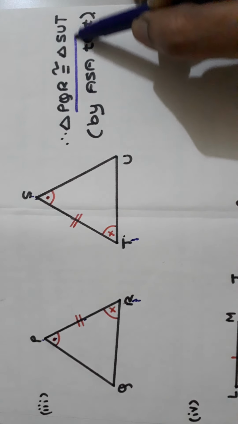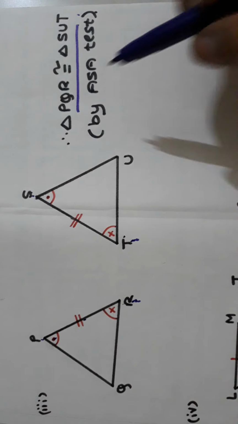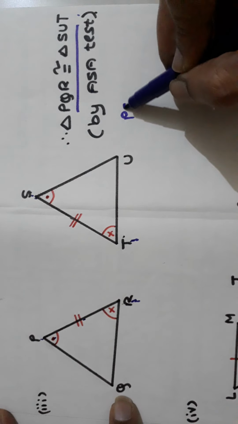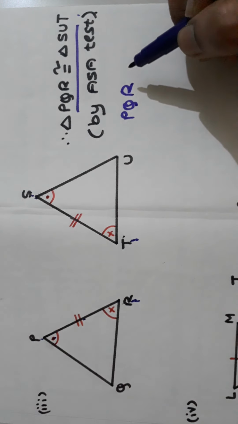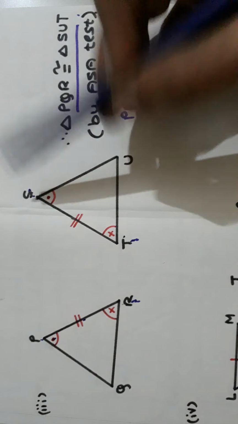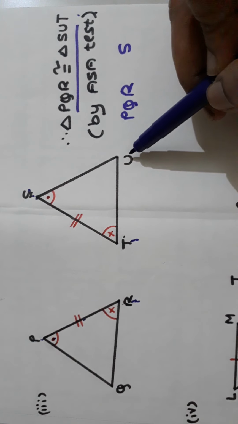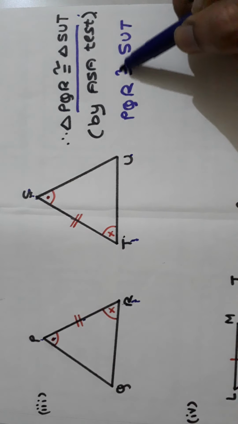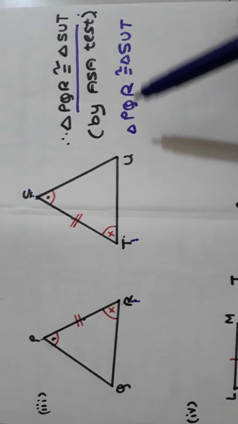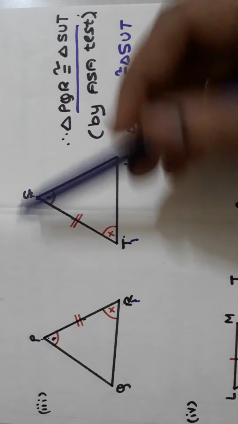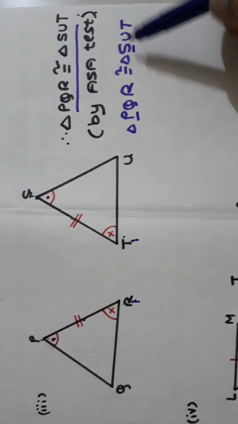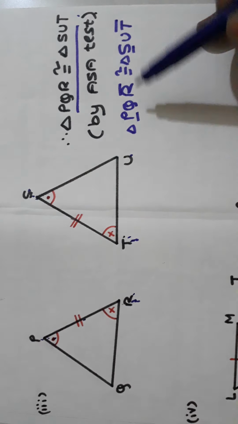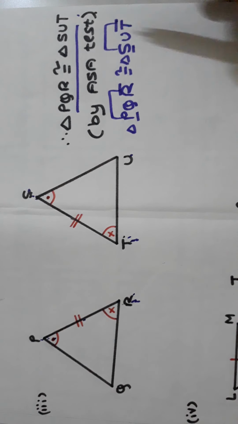Now how to write the congruency? Now one way I have written here. Now the other way is start at P, then go to the vertex Q and then R. Here also start at S, follow the same pattern, move to the vertex U and then T. Now check whether the congruency is correct. P to S, yes, and R to T, this is also correct, and then PR to ST.